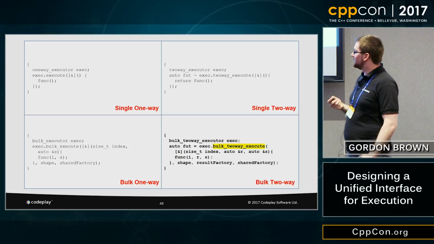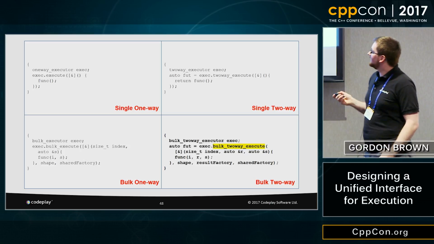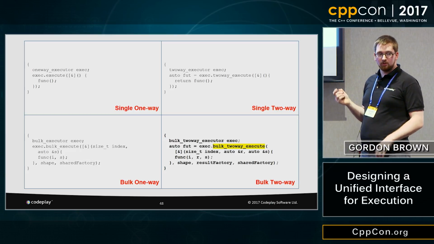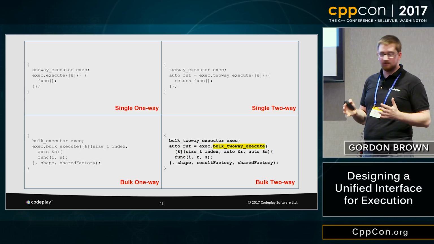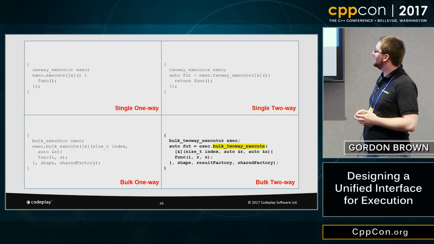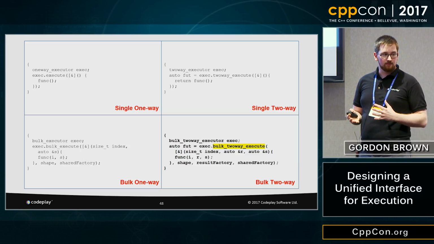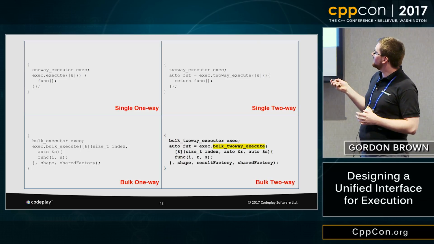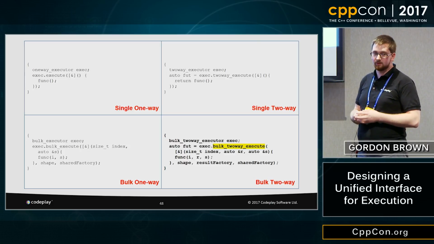Finally, you have bulk two-way. Again, this is very similar to bulk one-way. The main difference here is that there's an additional parameter called result factory. Because we're launching multiple execution agents in parallel, we need to handle the return value that's propagated to the future slightly differently. The result factory is very similar to the shared factory. It returns an instance of the shareable type that's then passed by reference into the execution function.